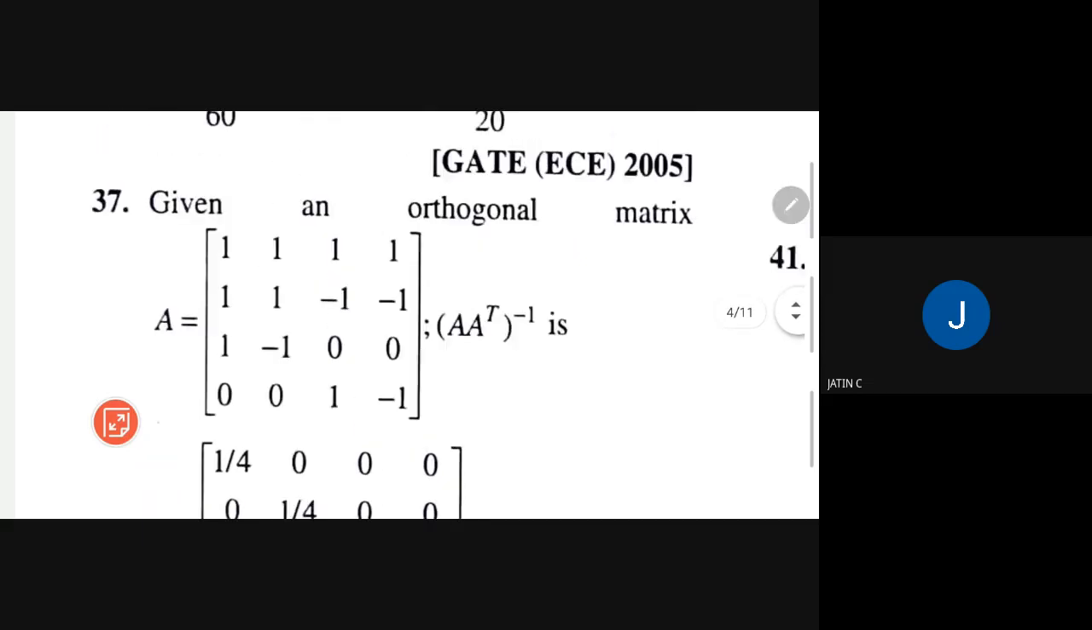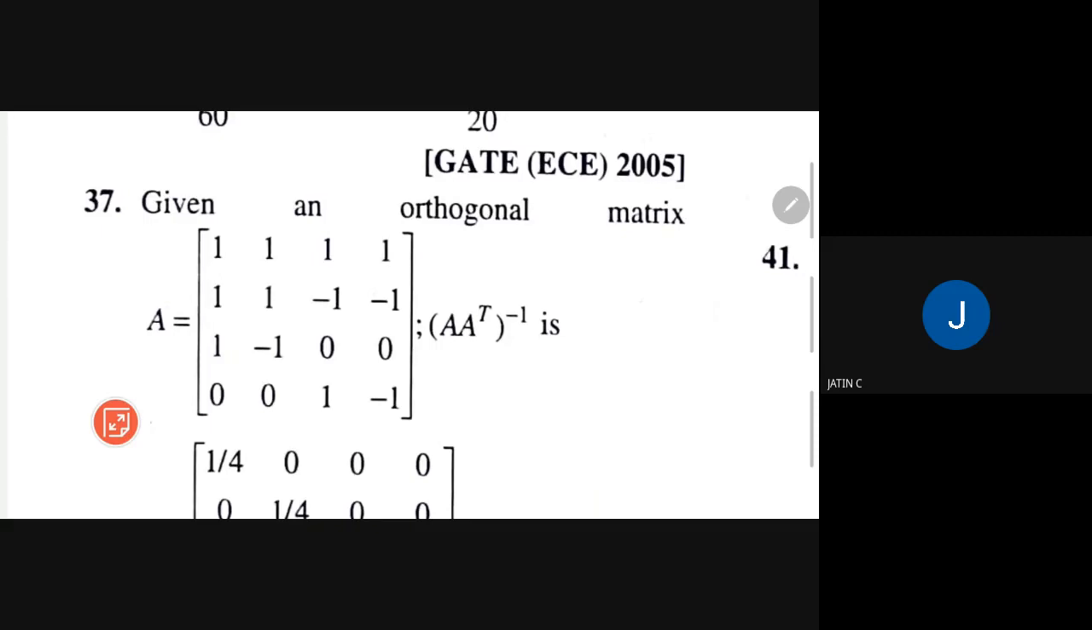This is given an orthogonal matrix A. He is telling orthogonal. Do you know what an orthogonal matrix is? You take any two rows or two columns. If you take the dot product, it must be equal to 0. A into A transpose must be equal to identity.